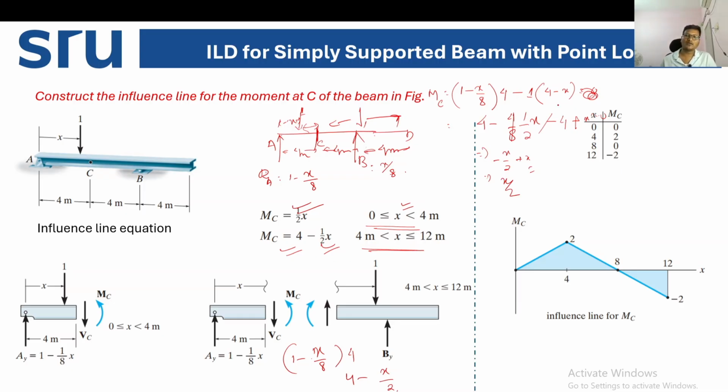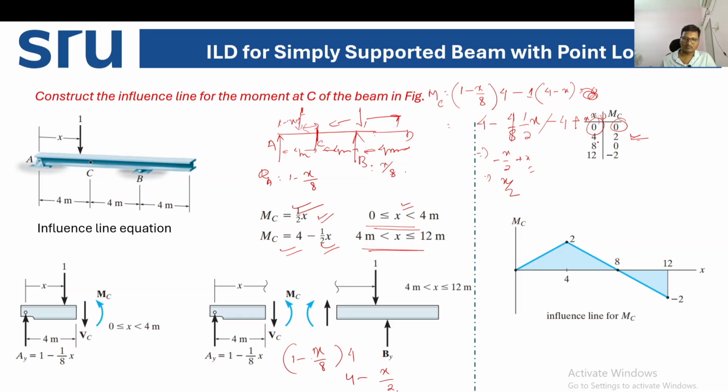Now we'll construct the table with respect to x and MC, the moment at C. If x is equal to 0, what will be the moment at C? Moment at C will be 0. If x is equal to 4, that means the unit load is on the point C. Putting the value 4, 4 by 2 is 2.